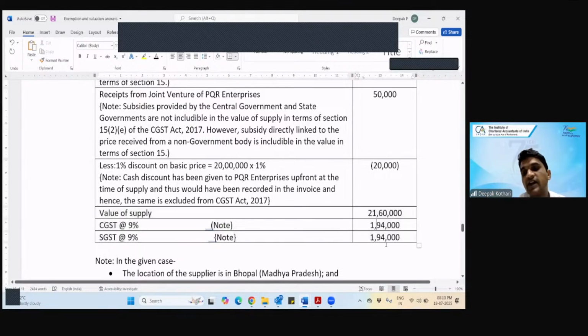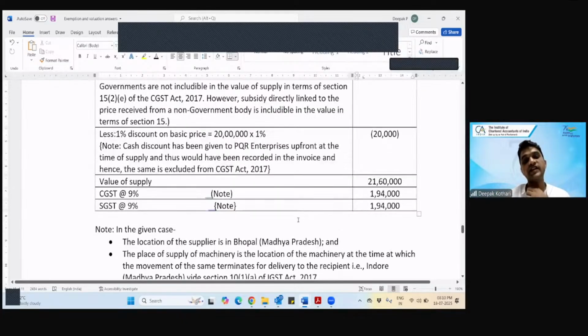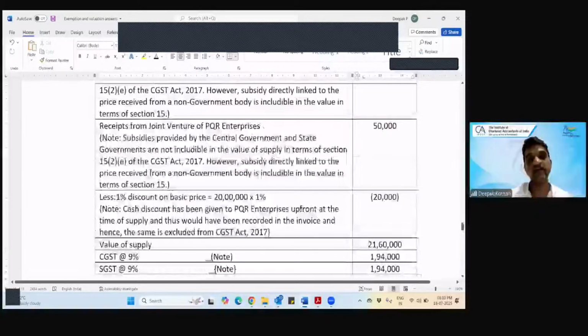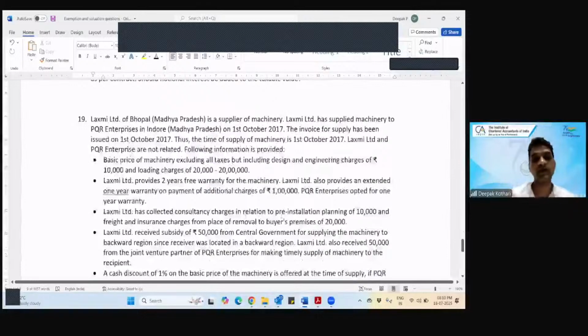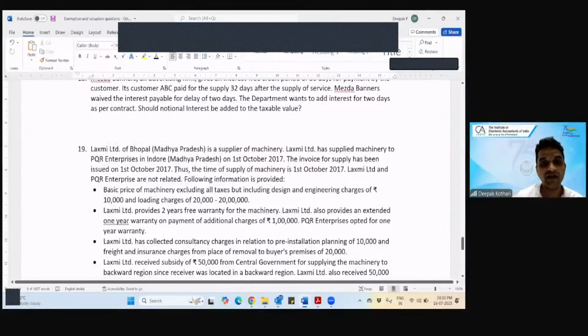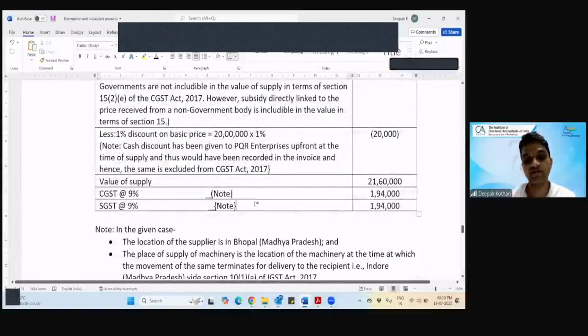GST on that is 1,94,000, each at 9%. Now, why are we saying CGST and SGST? Very important that also. You just have to mention the correct taxes, because the supplier is in Madhya Pradesh and the recipient is also in Madhya Pradesh. That's why you're charging CGST and SGST of 9% each.